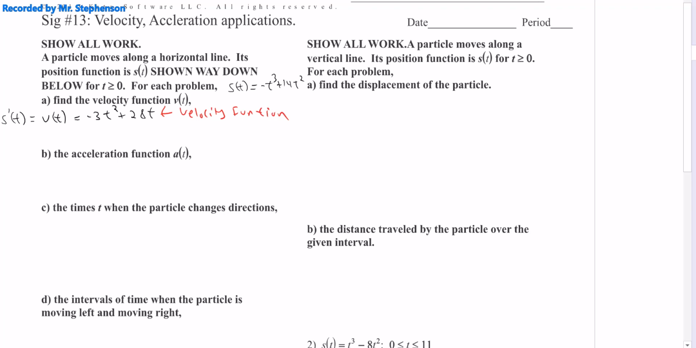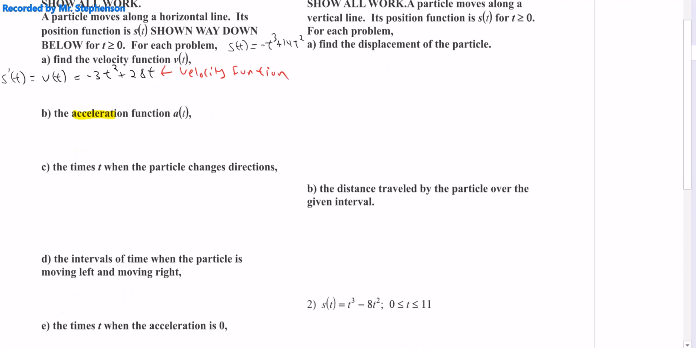Next, I want to find the acceleration function. We're on part B now. The acceleration function is going to be the derivative of the velocity. So if I take the derivative of my velocity function, I will get the acceleration function, which is going to be negative 6t plus 28. All right, this is my acceleration function. If I want to know the acceleration at any given t, all I need to do is plug in those t values and I'll know the acceleration.